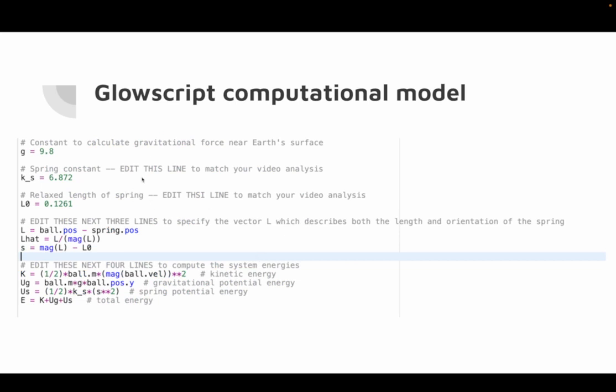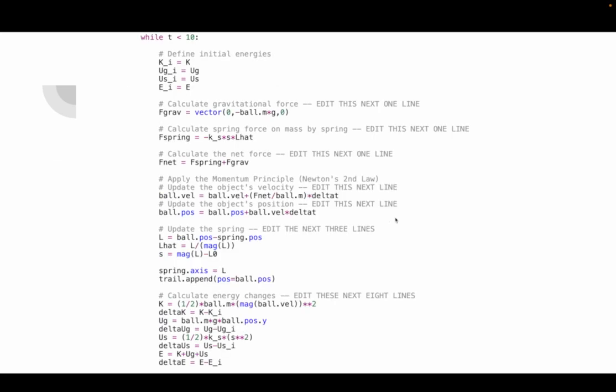So for GlowScript, for the computational model, I put in the constants and the relaxed length of the spring, and I solved for s, which is the change in the length of the spring. And then here are my energy formulas I talked about earlier, which I put in. So here I have the force of gravity, which is just negative mg, force of the spring, F net, and then position update formulas and updating the spring. And then I also have the formulas for energy changes.